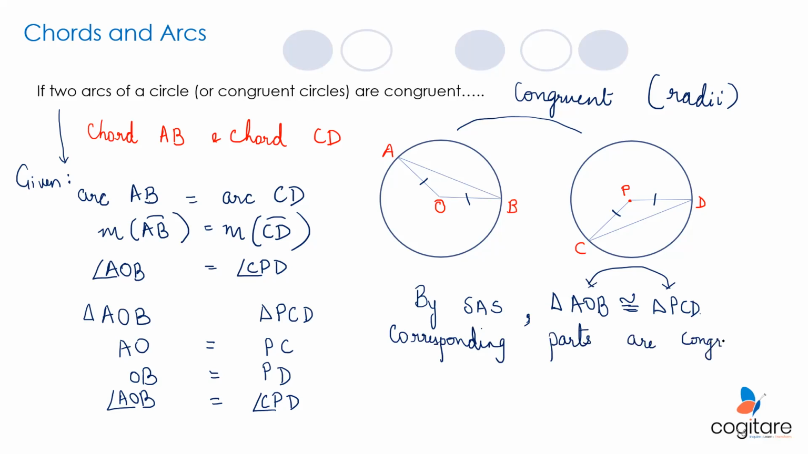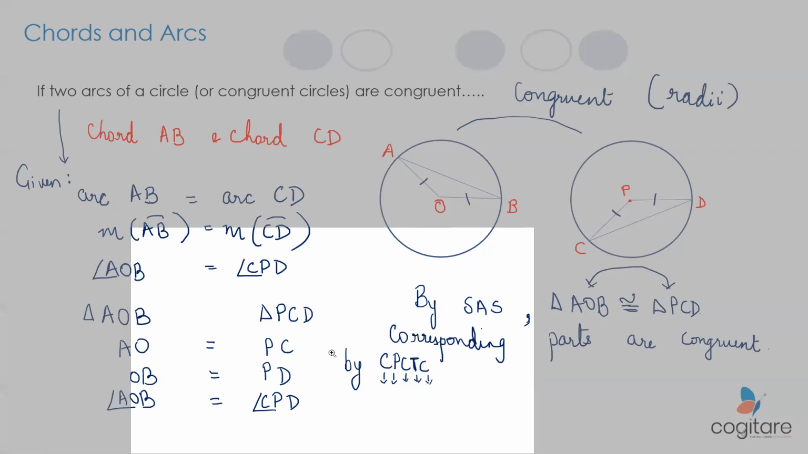Or in other words, if you are familiar with the acronym CPCTC, have you all used this? Yeah, if you're from the CBSE curriculum, you'll be very familiar with this. This means corresponding parts of congruent triangles are congruent. So instead of writing these words, you can just write by CPCTC. Okay, what is the corresponding part that's left here?